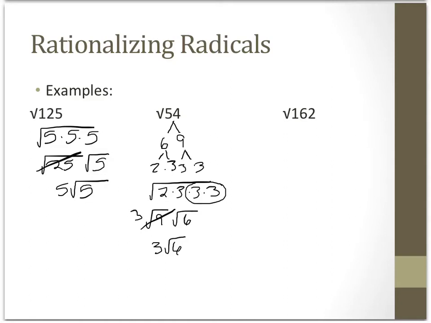Square root of 162 ends up being the square root of 2 times 81. Well, the square root of 81 is 9. And the square root of 2 is just all by itself. So that simplifies to 9 square root of 2.